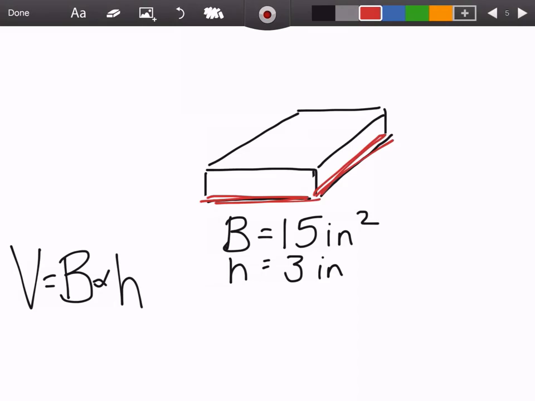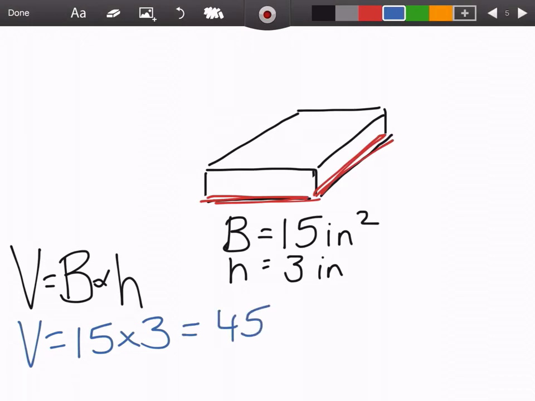So sometimes they give you those first two dimensions already multiplied together, and they call it the area of the base. And so all you have to do is plug in two numbers this time. So volume equals 15 times 3, area of your base times your height. And if you do 15 times 3, you get 45 inches cubed. Remember, volume is always cubed. And even though we only multiplied two numbers here, the area of the base is really the other two dimensions that are already multiplied together. So we have two dimensions and then one additional dimension, which makes 3.